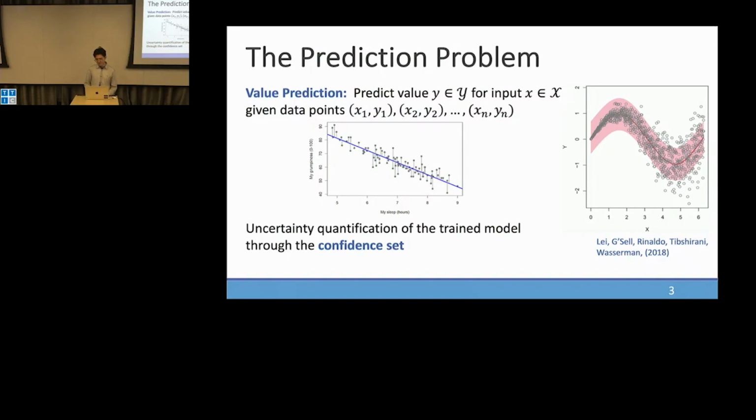To answer this question, some people try to use a confidence set as a measure of uncertainty, or you use the confidence set to quantify the uncertainty of the trained model. As we show in the right-hand figure by Lei et al., there is a thin red line, which is a regression value, and also a pink band around it, which would be the confidence set. So it evaluates how confident or uncertain the model is.